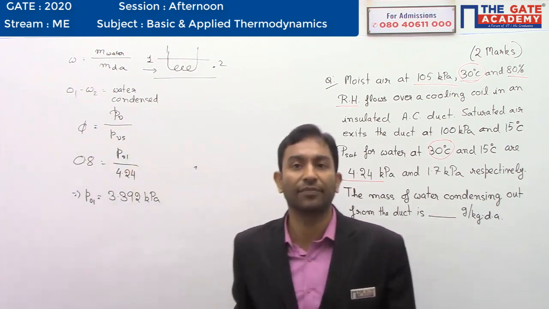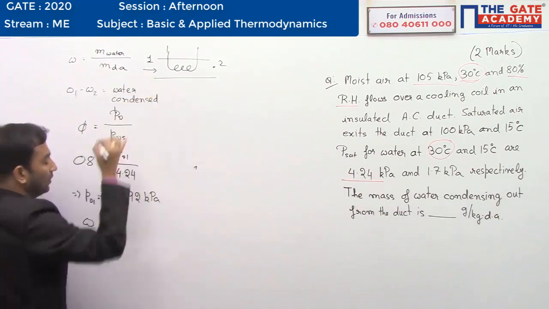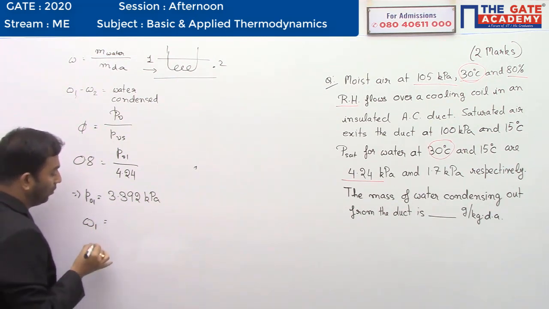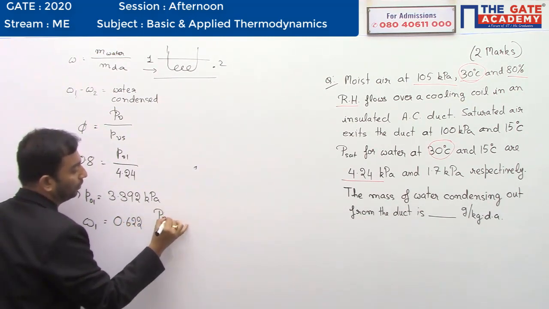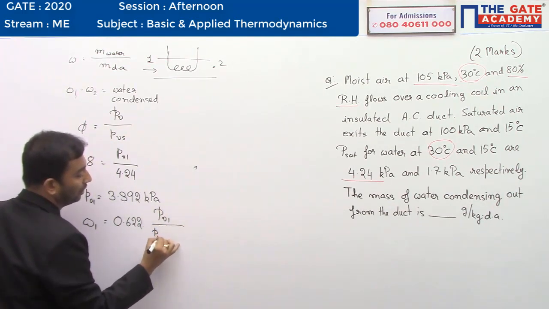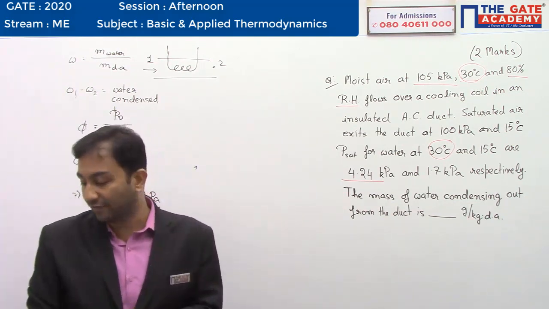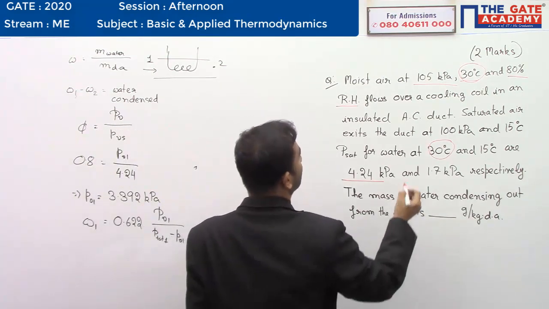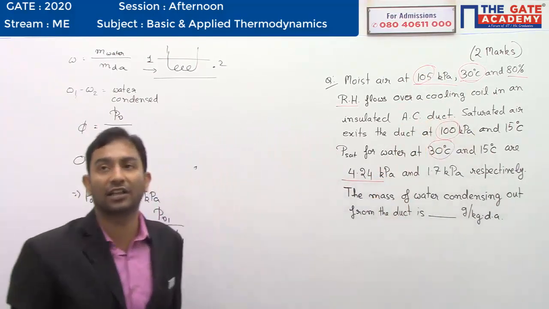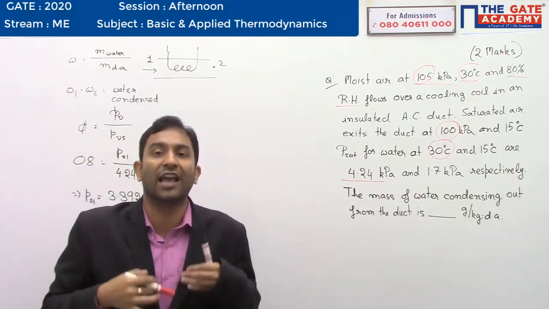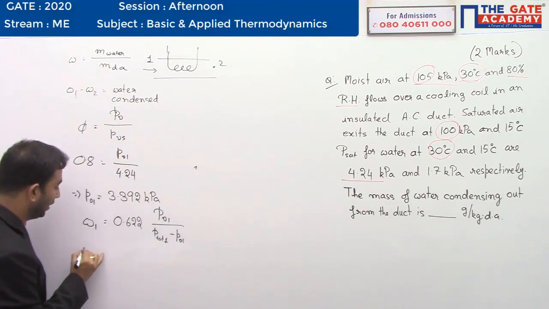Once I have got this vapor pressure at state 1, I can easily find out the specific humidity at point 1. So specific humidity omega 1 is equal to, from this formula, 0.622 PV1 divided by P total at 1 minus PV at 1. Remember here, students, there is a very big difference given to us. The total pressure at state 1 is 105 kilopascal, whereas the total pressure at point 2 is 100 kilopascal. So the total pressure is also changing as the moist air moves through the duct from point 1 to point 2.